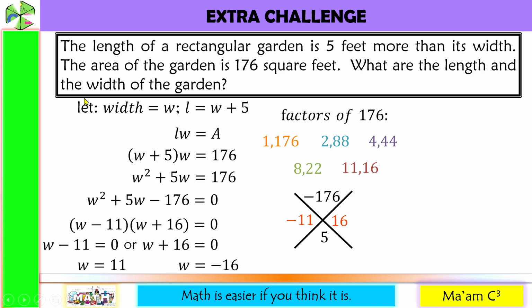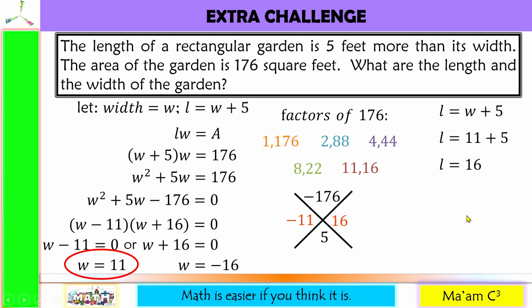Since we are looking for the width, there is no negative width. So we're going to choose the positive one. We already have the width. This time we're going to determine the length. And the formula for the length is L is equal to W plus 5. Our W is 11. 11 plus 5 is 16. Therefore, our answer: the length is equal to 16 feet and the width is equal to 11 feet.